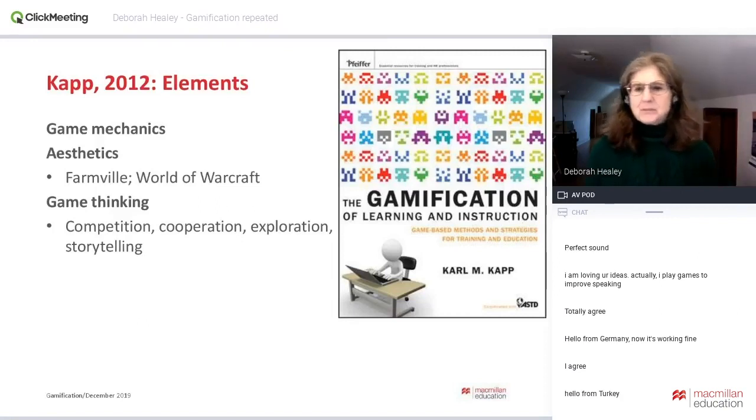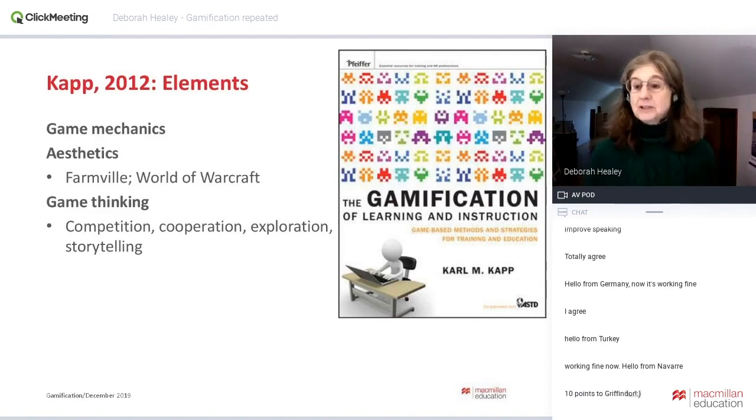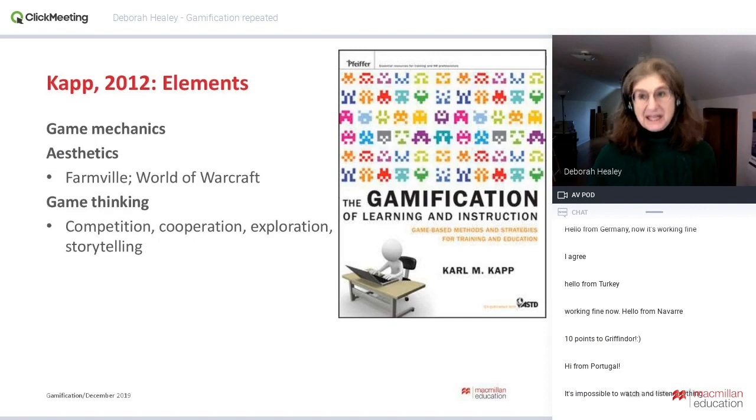So Carl Kapp's Gamification of Learning and Instruction in 2012 gave a really nice roadmap for gamifying in education. He talks about 3 main elements. Game mechanics. Now, game mechanics are the elements of games that make them game-like. So game mechanics often are thought of as points, badges, levels, teamwork, collaboration. You know, there are a variety of things that people do as part of game mechanics that you can do in the classroom as well.